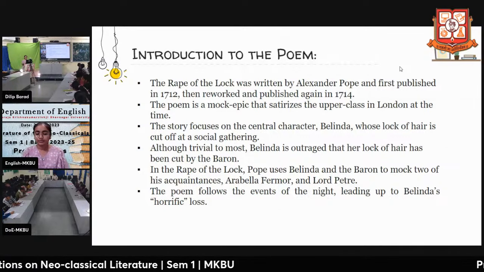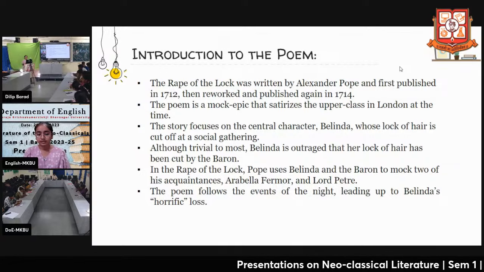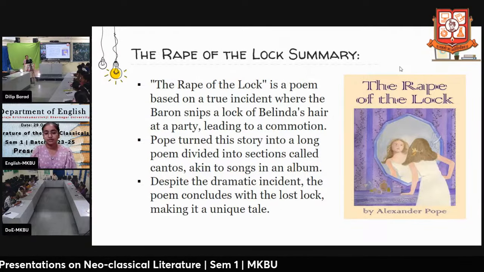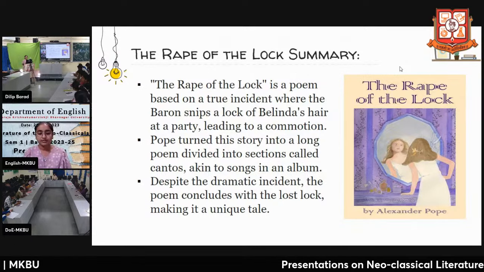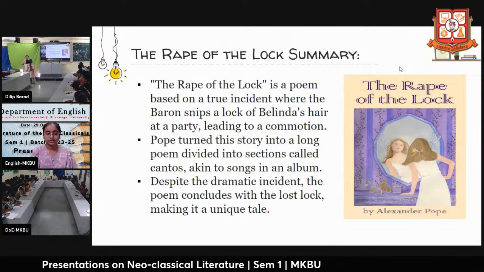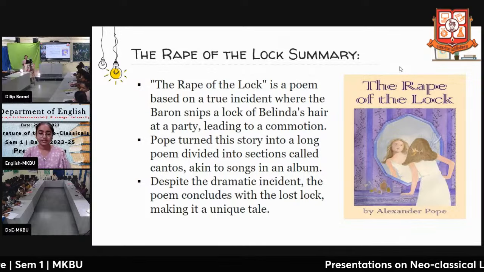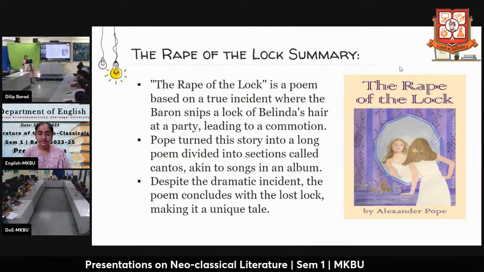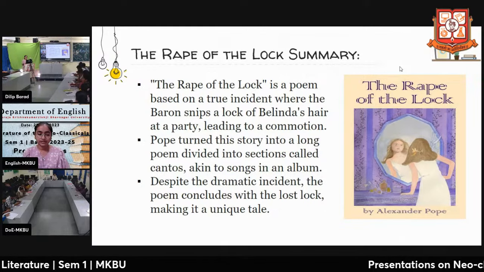In The Rape of the Lock, Pope uses Belinda and the Baron to mock two of his acquaintances, Arabella Fermor and Lord Petre. Summary. The Rape of the Lock is a poem based on a true incident where the Baron snips a lock of Belinda's hair at a party, leading to a commotion. Pope turned his story into a long poem divided into sections called cantos, akin to songs in an album. Despite the dramatic incident, the poem concludes with the lost lock, making it a unique tale.